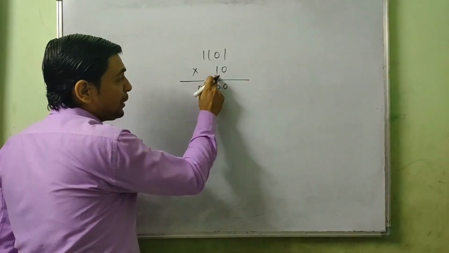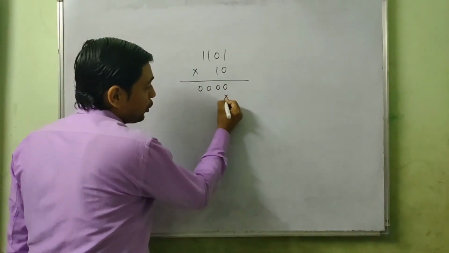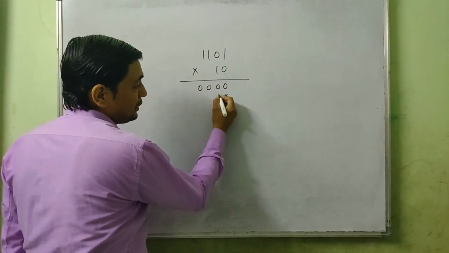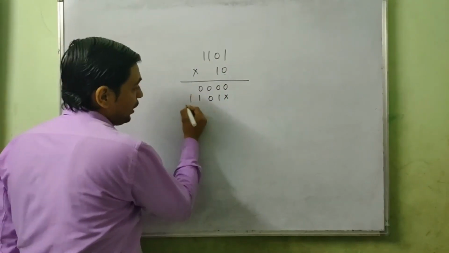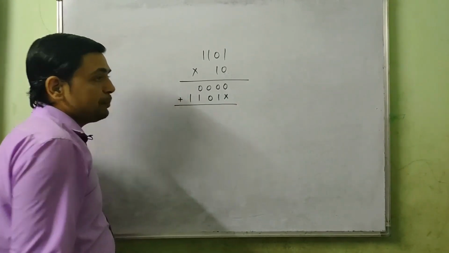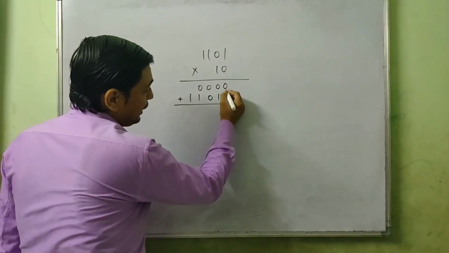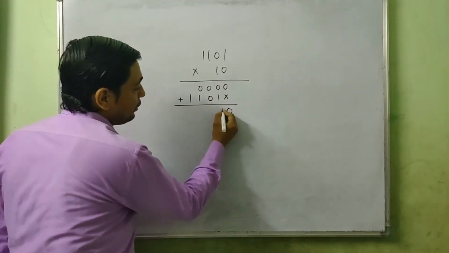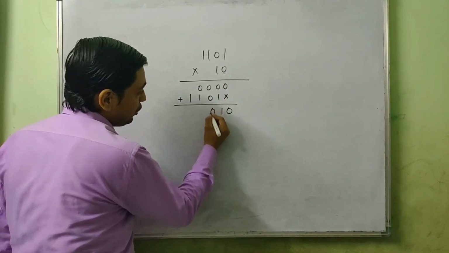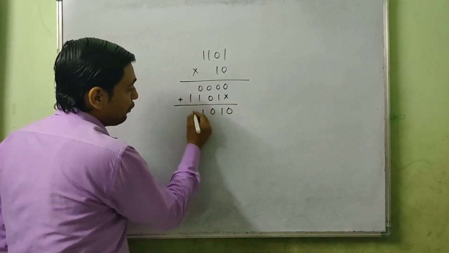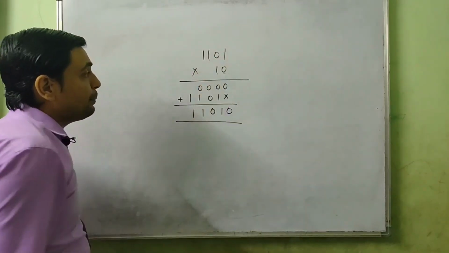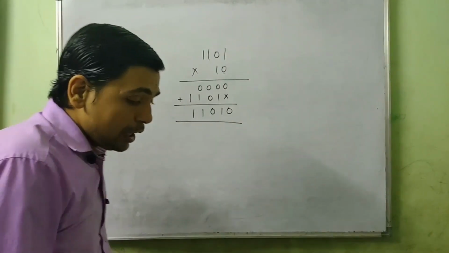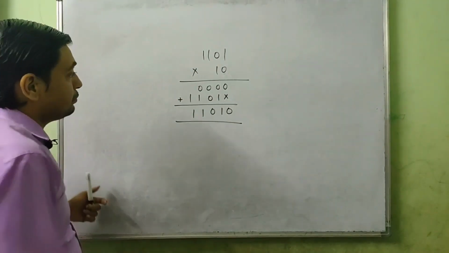Okay, and now we will multiply with 1, but before doing that we will put a cross over here, and now we will do the multiplication. Now 1 multiplied by anything will be that number itself. So 1 0 1 1. So now we will do the addition part. Now 0 added to 0 will be 0 itself, 0 added to 1 will be 1, 0 plus 0 will be 0, 0 plus 1 will be 1, and 1 there. So 1101 multiplied by 10 will be 11010.